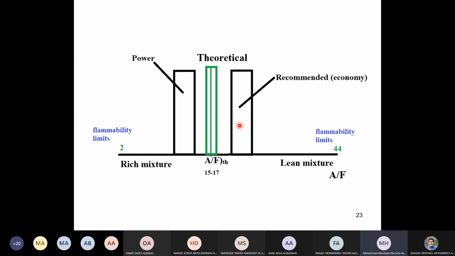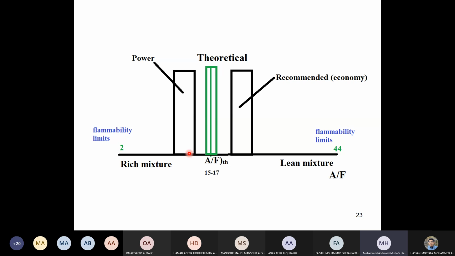Where do we work in our life? We work in the lean mixture or in the rich mixture. In your car, does it work in the lean mixture or the rich mixture? Lean mixture. Why? Because this is recommended, because it is economical. When you go in this direction, it is likely that you burn all the fuel. When you go in the other direction, it is likely that you will have extra fuel. And of course, because air is free, I can get more air, and then I have extra air here.